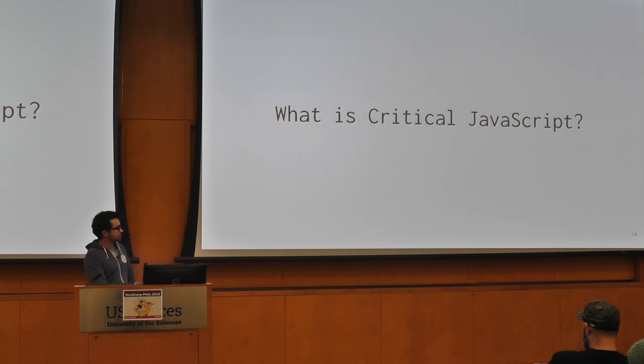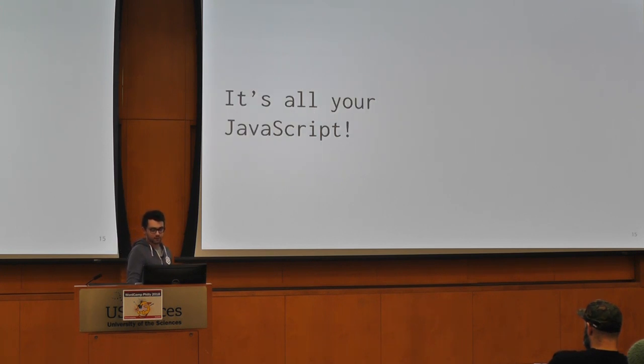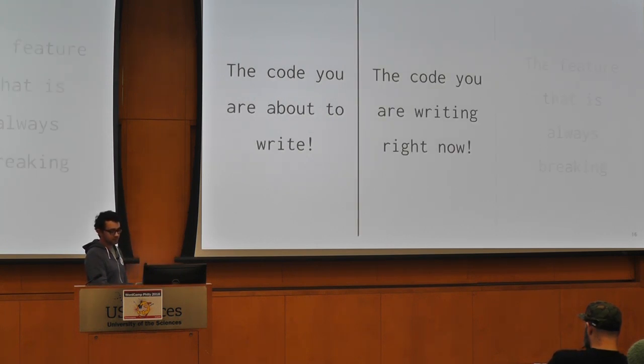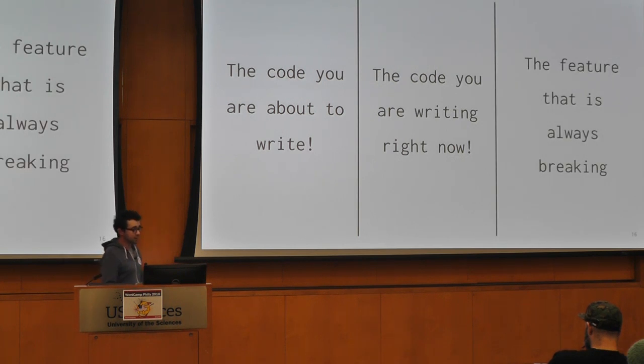So we've answered the first half of the title of this talk, but let's talk about what your critical JavaScript is. And, lo and behold, it's all of your JavaScript, which isn't a helpful answer. So let's break it up a little bit. It's the code you're about to write, the code you're writing now, or the feature that is always breaking. Nine times out of ten, it's the feature that is always breaking.